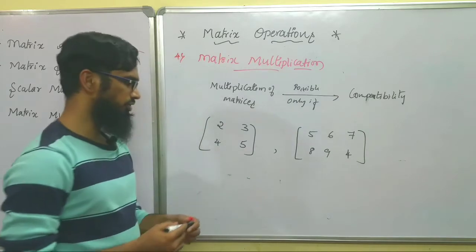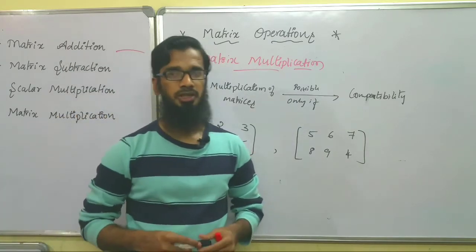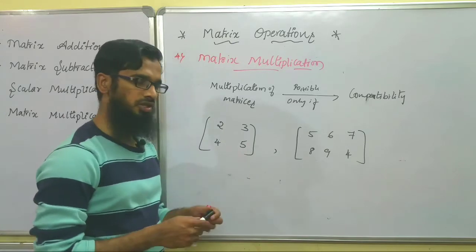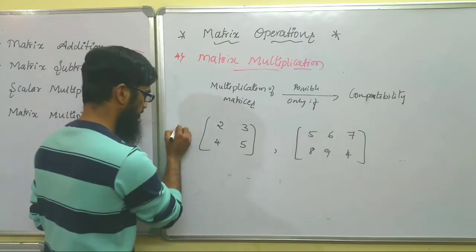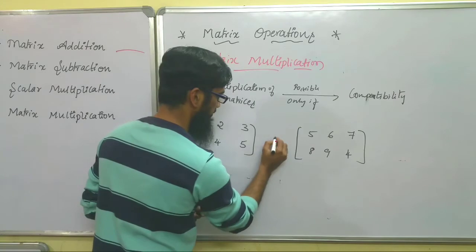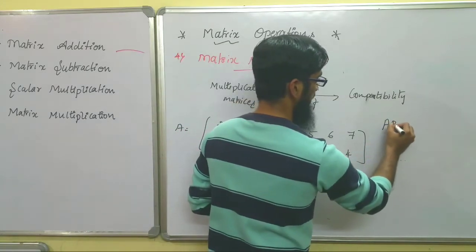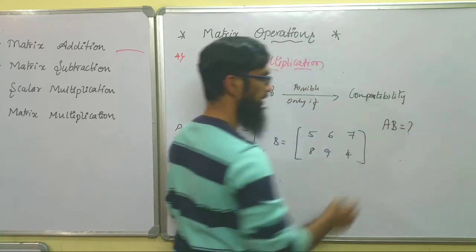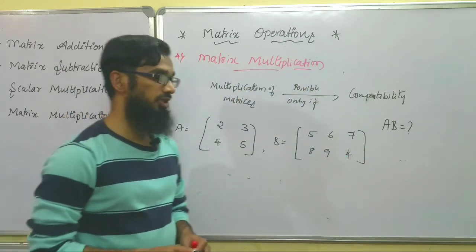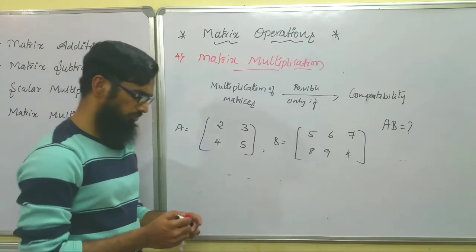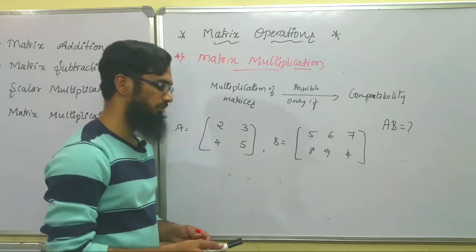So now we go for what is meant by compatibility here. For the matrix, suppose I take this as a matrix A in general, and for this matrix I take this as a matrix B. Then what will be the matrix A into B? That is the first one. Now the very first step is what we have to find out here.